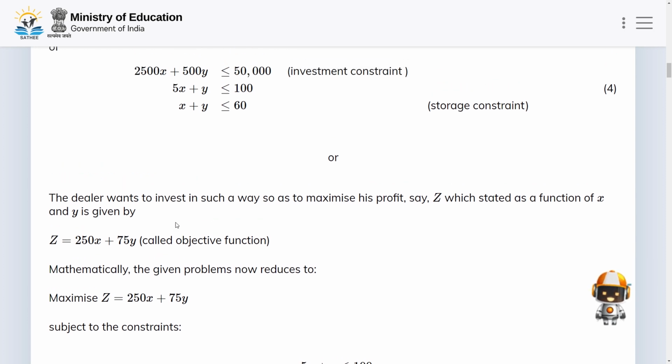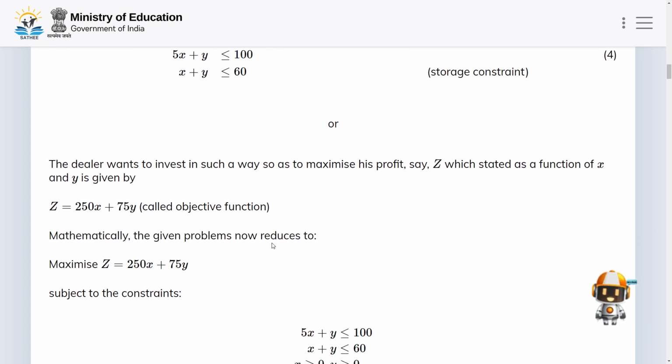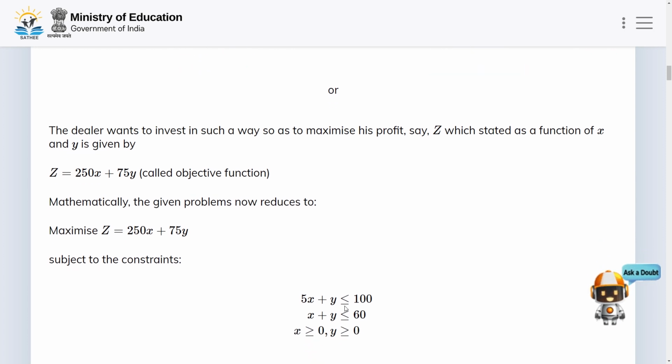Now what is happening? Let's try to see. Mathematically, the given problem now reduces to maximizing z equals 250x plus 75y, subject to the constraints 5x plus y less than or equal to 100, x plus y less than or equal to 60, x greater than or equal to 0 and y greater than or equal to 0. Clear? I hope that it is clear to you.